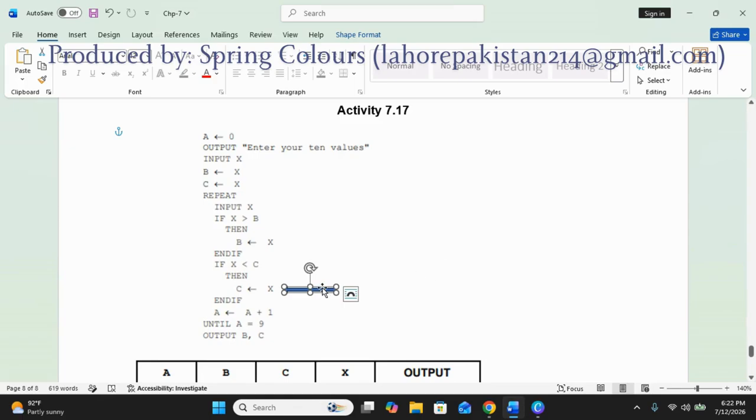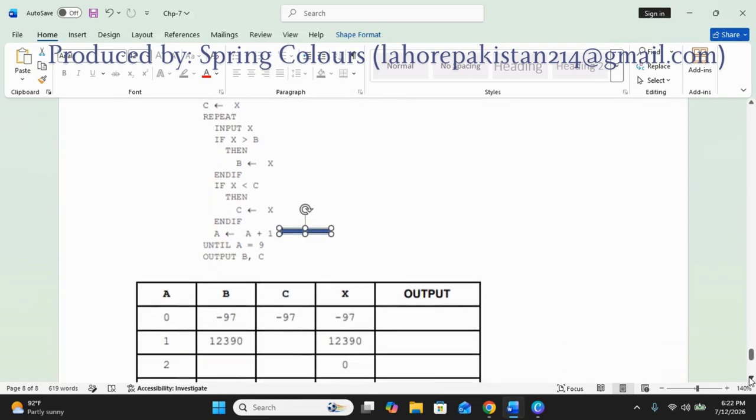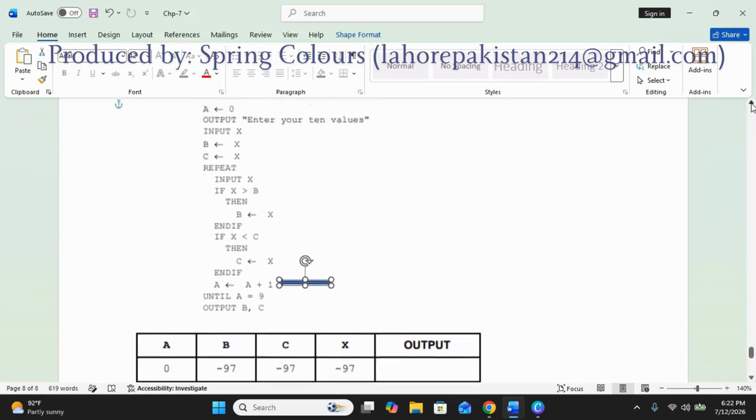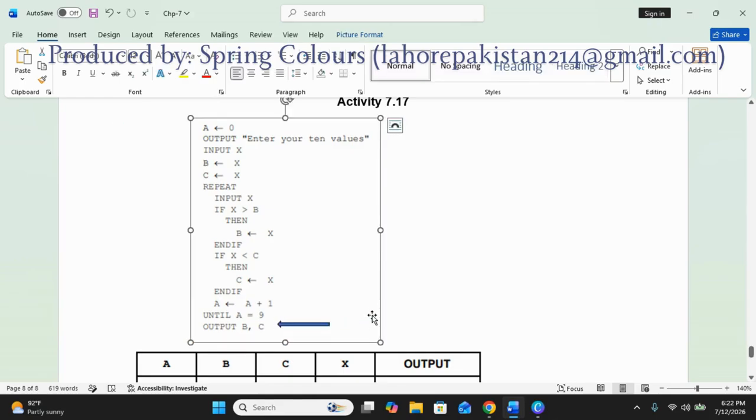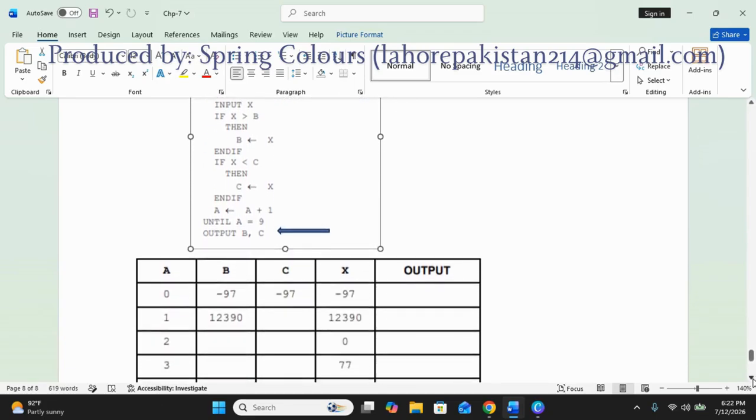And the counter, if will end over here, counter will increase from 0 to 1, and the same process will repeat for all the 10 numbers given by the user until a is equal to 9, because the loop has started from 0 till 9, which makes 10 values, and the largest and smallest values will be shown to the user on screen.